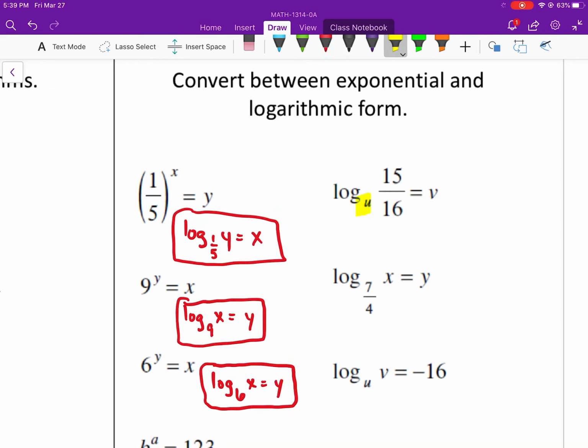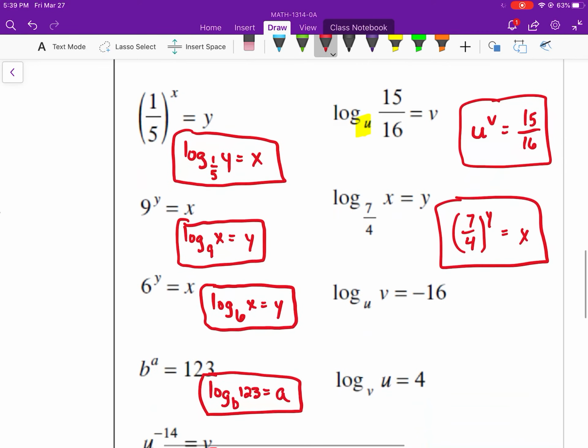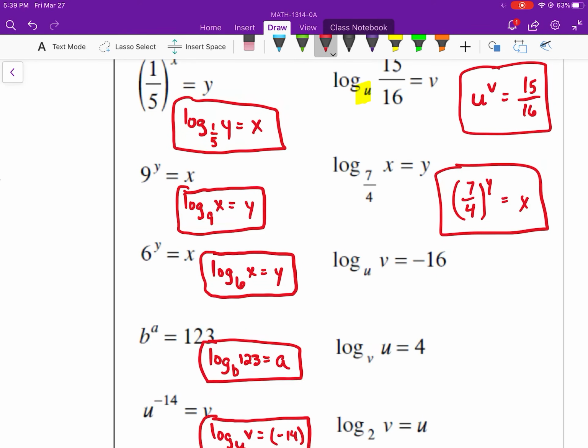First off, we're going to start with our base. My base happens to be u. So we have u to the what power? That would be v, equals my answer, which is 15 over 16. There we go. Next one down. My base is 7/4 taken to the y power equals x.